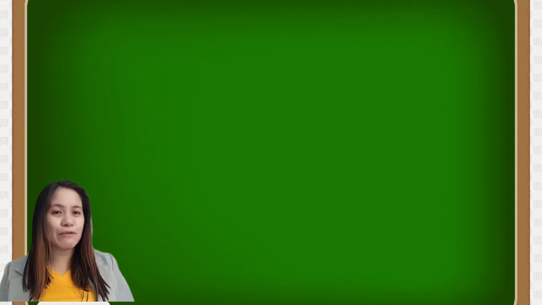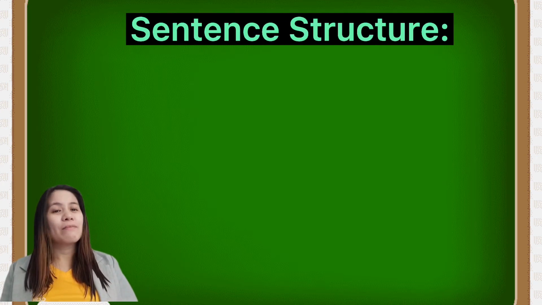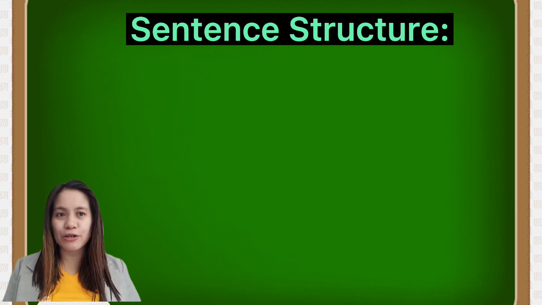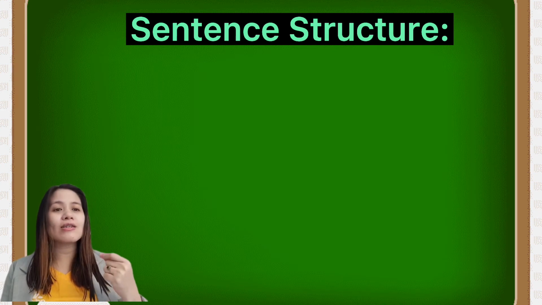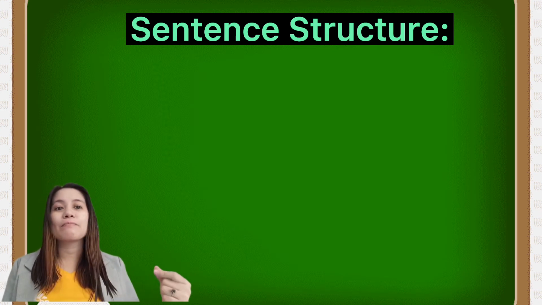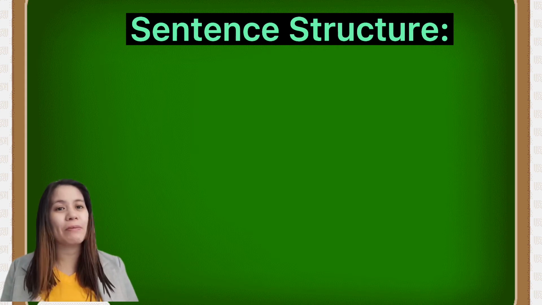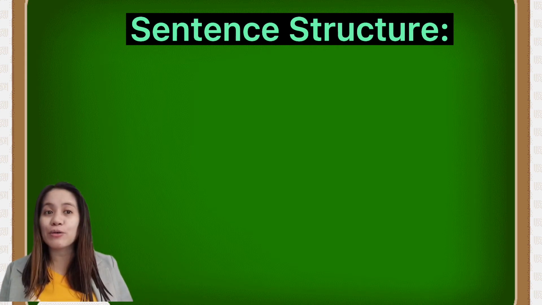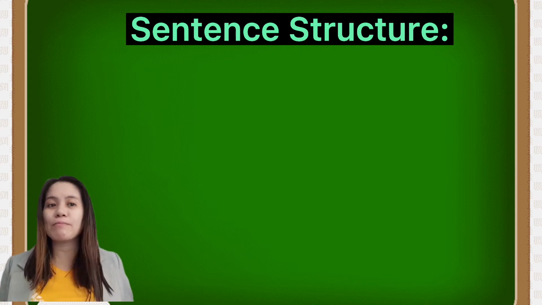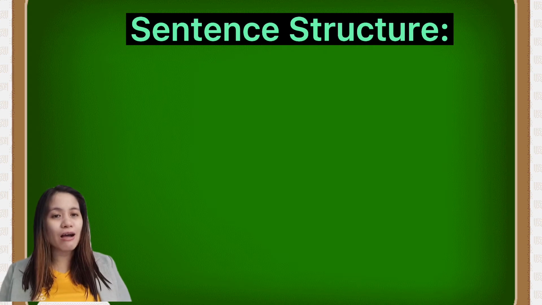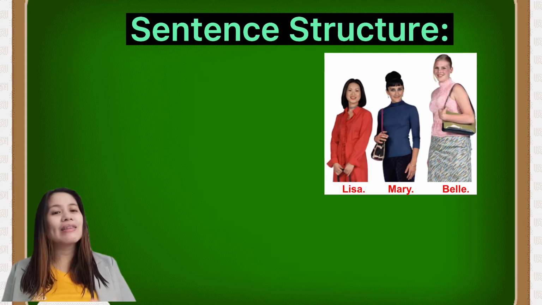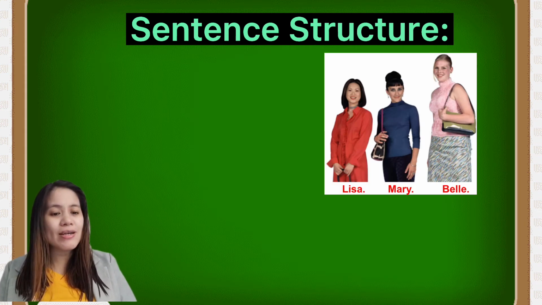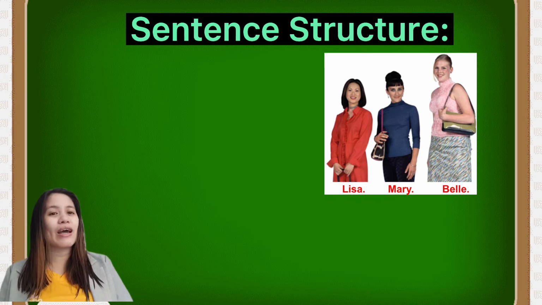Now that you know the vocabulary words, let's proceed to the sentence structure. So, before we have the sentence structure, do not forget the comparative and the superlative. These words compare people or animals or things. But for today, we are going to compare people, okay? Human being. So, let's have 3 pictures. So, we have 3 girls. We have Lisa, Mary, and Belle.